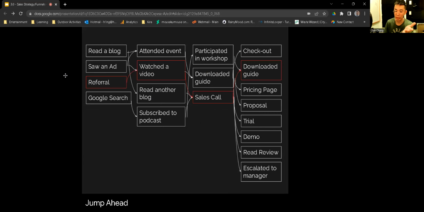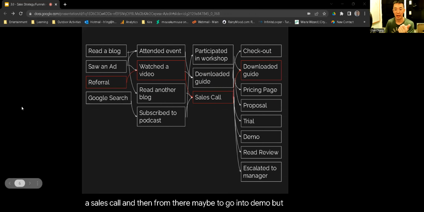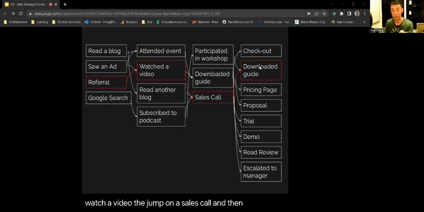So this is how it looks if I try to visualize it. Again, possibly not the most perfect visualization, but here you can see someone could read a blog, and then from there read another blog, and then maybe jump on a sales call, and then from there maybe they go into a demo. So every customer is different, but this specific customer in this example, maybe they come in through a referral, they watch a video, they jump on a sales call, and then they download the guide.